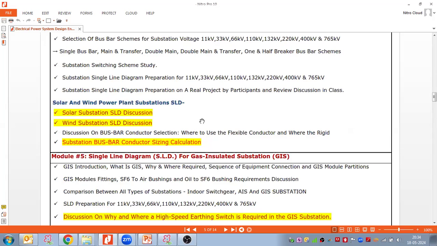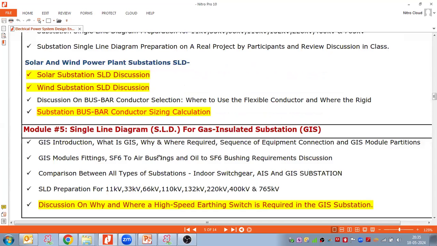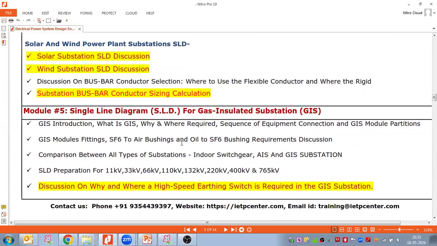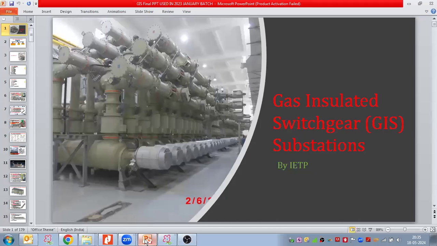Okay, so if there is no query, we start the next model, which is model number 5, that is SLT for the gas insulated switchgear substations, the GIS type substation. This is a brief agenda. Let us discuss the GIS type substations in detail. I request all of you to please give your full dedication to the topic, because a lot of things we are going to discuss together, so I need to listen from all of you.